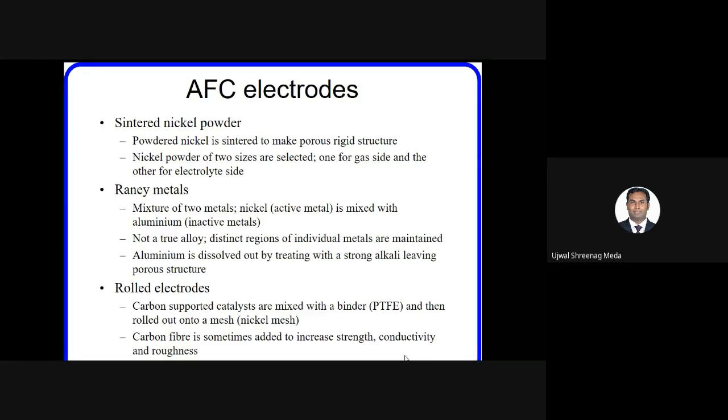And sometimes carbon fibers are added, which provides additional strength, makes it more conductive, and provides surface roughness as well. So this is the third category, that is rolled electrodes. The electrodes are formed, cast, fabricated by rolling the mixture of carbon and PTFE binder on nickel mesh. So these are the variants of electrodes. Next, coming to the types of the alkaline fuel cells itself. We are not going to discuss anything in detail about that, but this is just for your information.